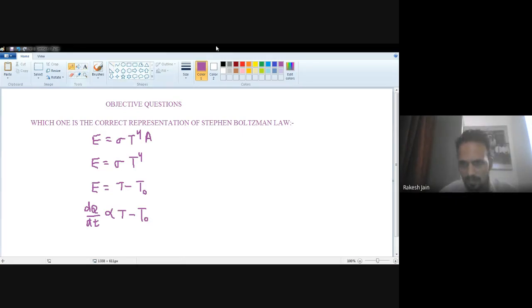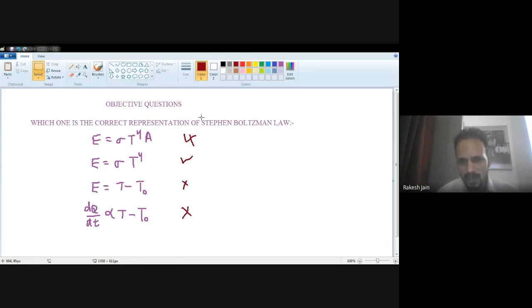That is very simple. We studied a few minutes ago that E is equal to sigma. The answer is that radiated emission is proportional to the fourth power of the temperature of that black body, and when we remove the proportional sign, the Boltzmann constant, denoted by sigma, appears. That's why E is equal to sigma T raised to the power 4 is the correct representation of the Stefan Boltzmann law.